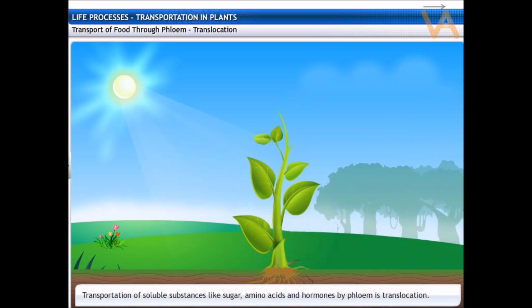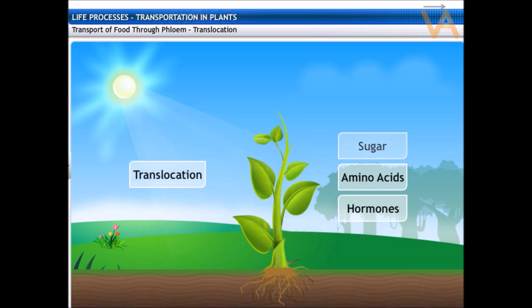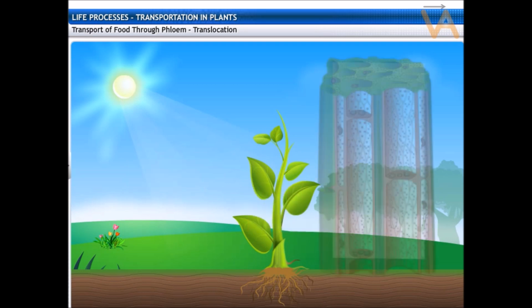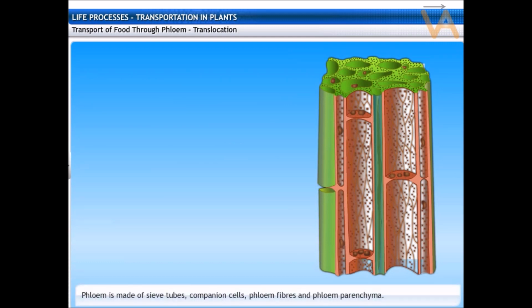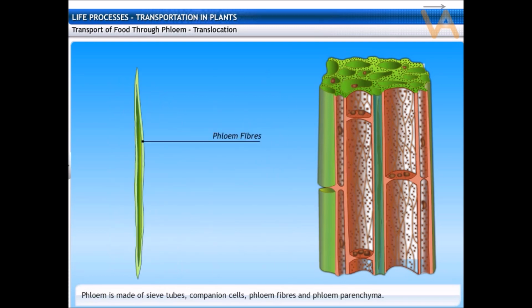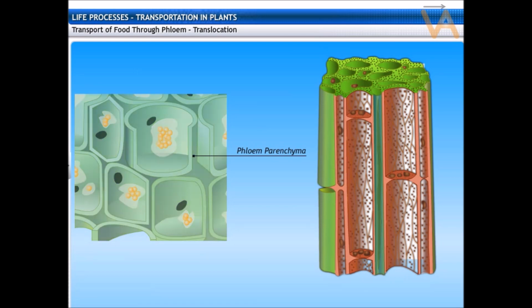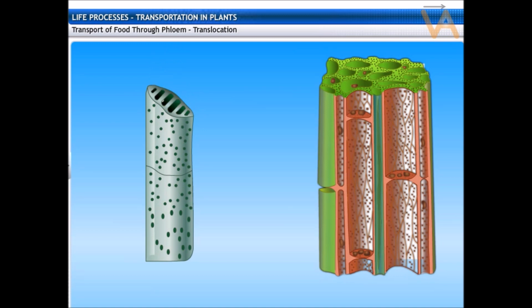Transportation of soluble substances like sugars, amino acids, and hormones by phloem tissue is called translocation. Sugar is translocated in the form of sucrose. Phloem is made of four types of cells: sieve tubes, companion cells, phloem fibers, and phloem parenchyma. Translocation takes place in the sieve tubes with the help of adjacent companion cells.